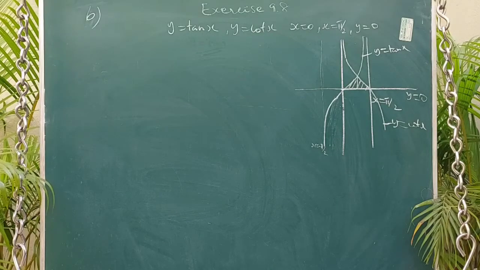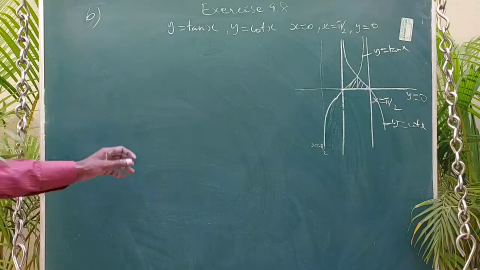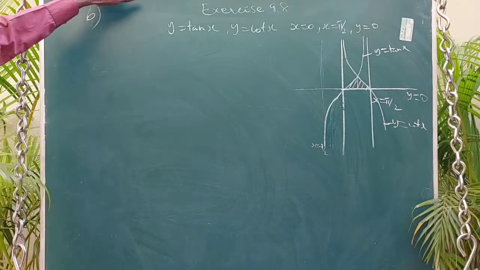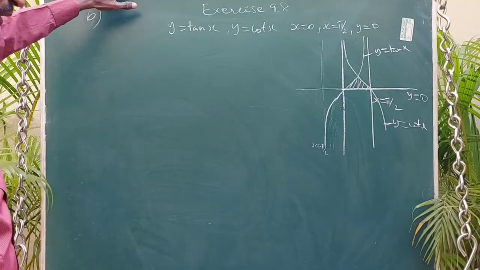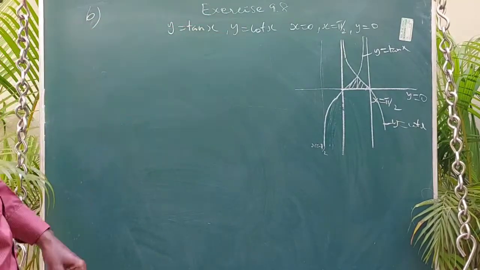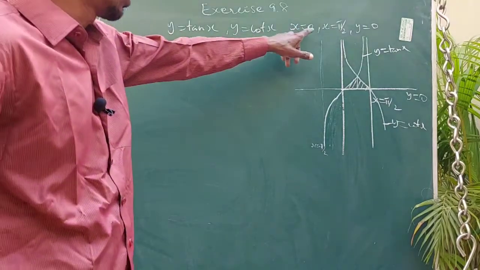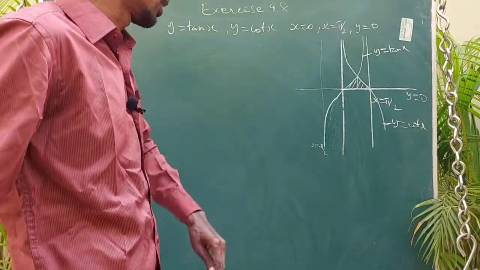Okay, question number 6 in exercise 9.8. Listen, my dear student, it is similar to the previous question. Our aim is to find out the area of the region bounded by y equal to tan x and y equal to cot x between x equal to 0, x equal to pi by 2, and y equal to 0.